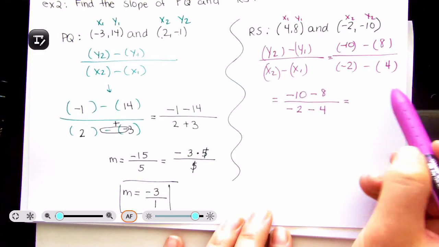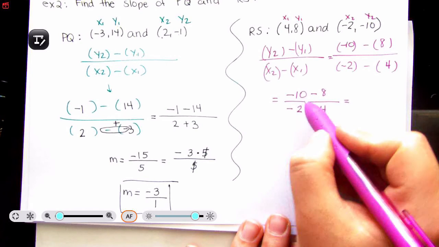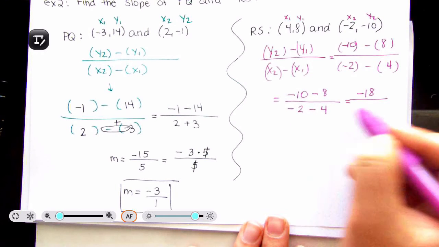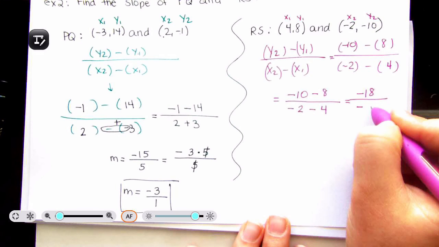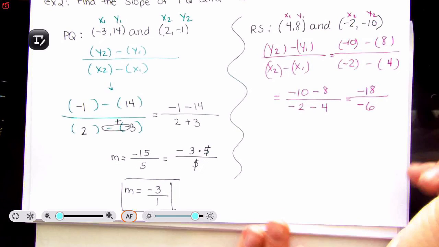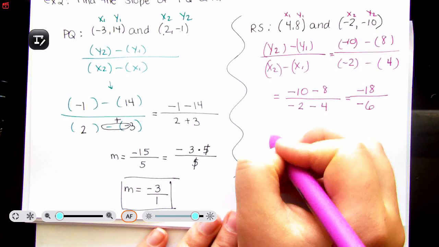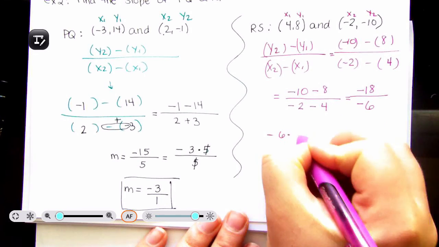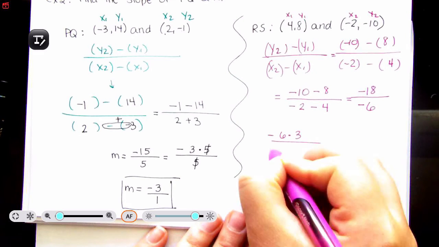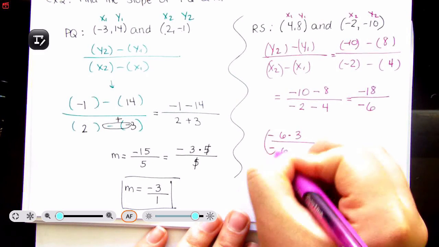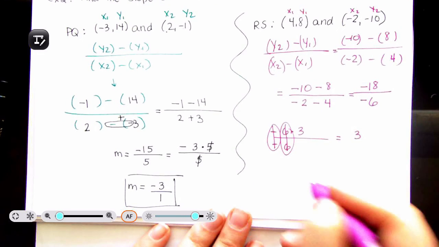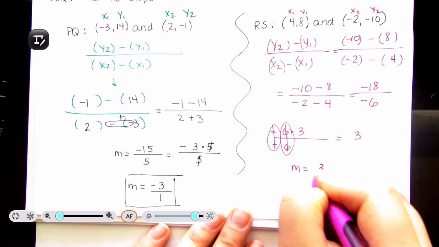All right, let's check. Simplify this. I have negative 10 and negative 8, which means negative 18. Negative 2 and negative 4 means negative 6. And I need to simplify that. My negative stays. 18 is 6 times 3, and I have 6 on the bottom. The negatives cross out, the 6s cross out. What am I left over with? I'm left with 3, so my slope is 3 over 1.